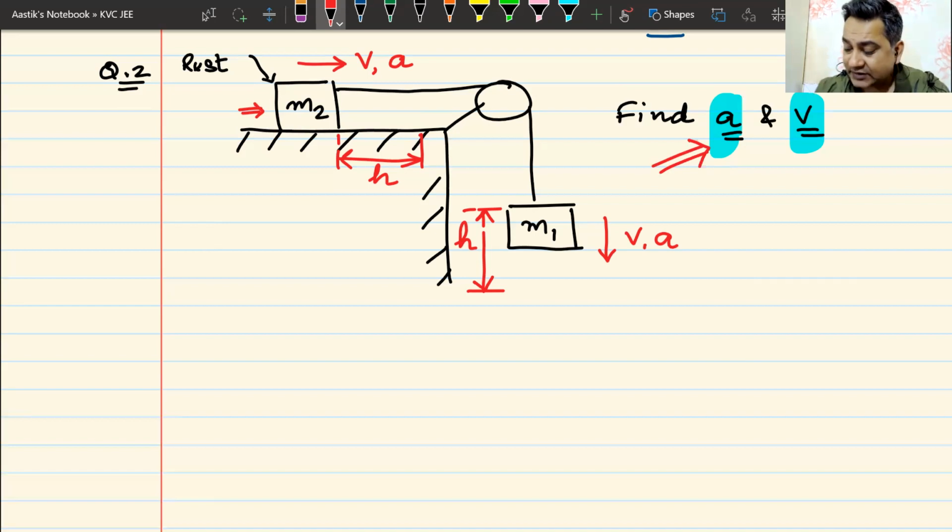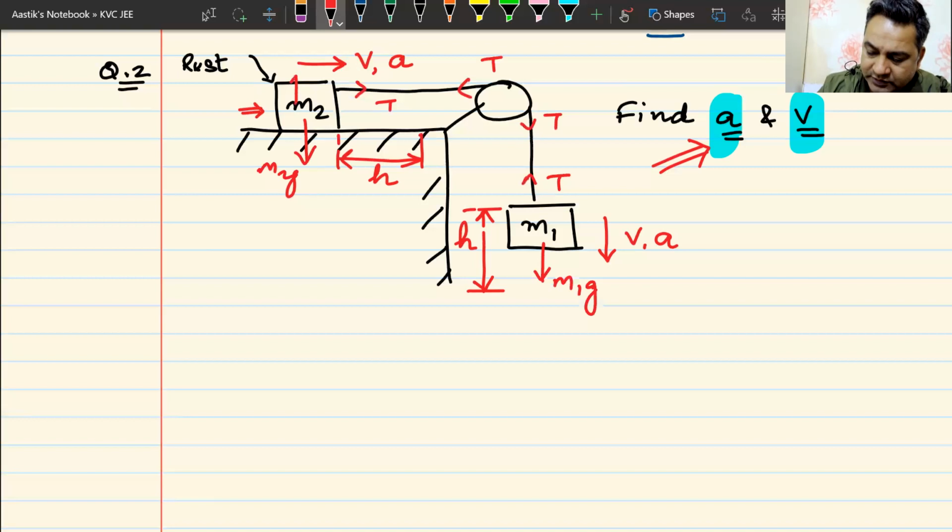To find out acceleration, I do what I have been doing in the previous chapter: m1g, T, T, T, T, m2g, normal reaction N. This is what I've been doing since long. I always know that N will be equal to m2g. So far, so good. We understand this.